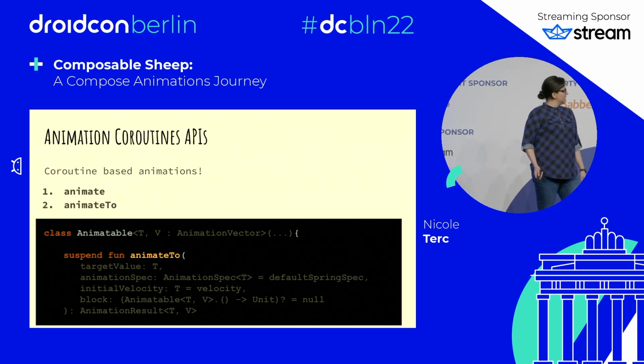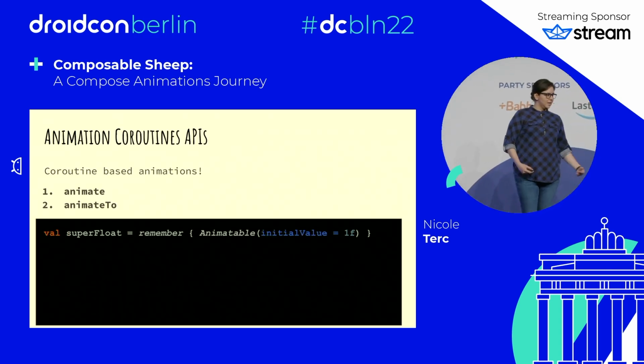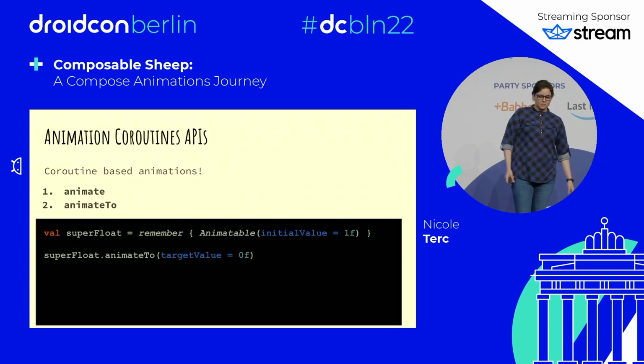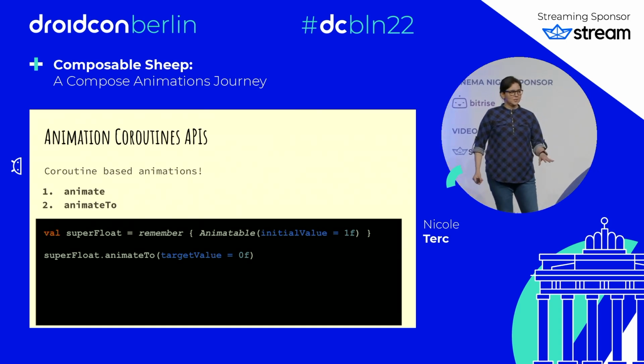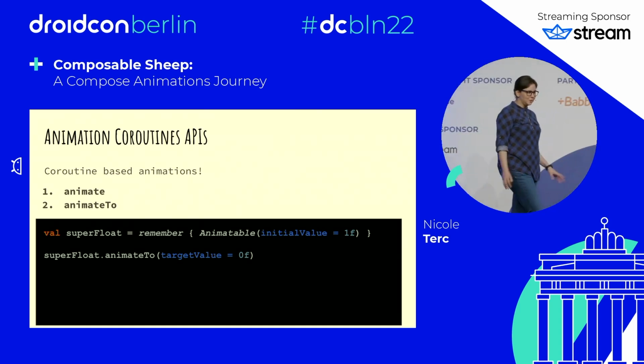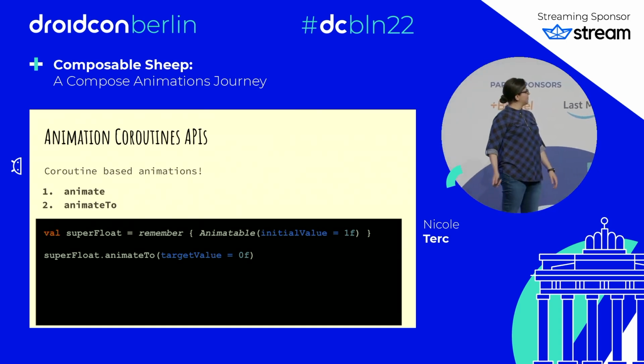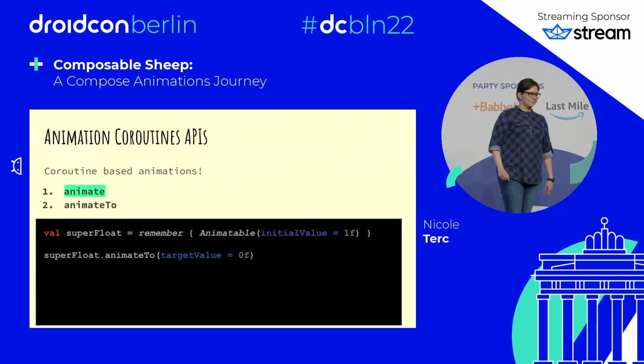So in order to use it, first you need to create an animatable instance, and then you just call it. If it looks quite similar to the state ones, it's because this is actually the base for the other ones, but let's not dwell on details. And let's see an example of animate.